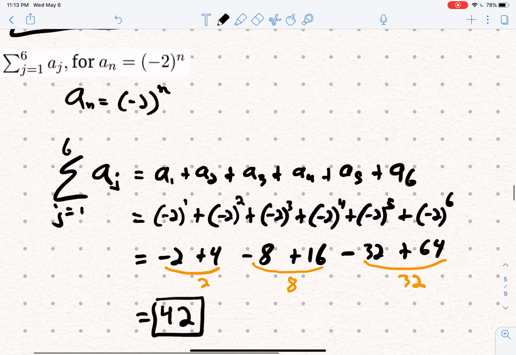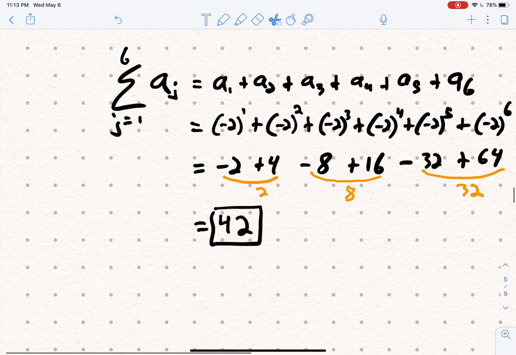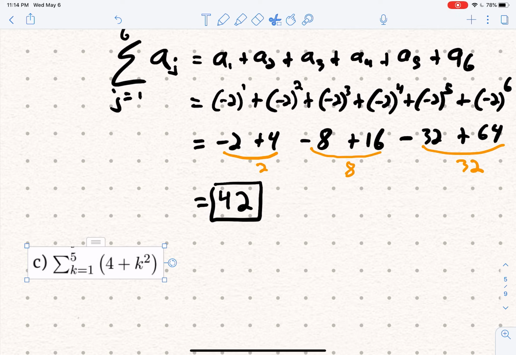All right, let's take a look at our part C. Now, in part C, they've thrown one more bit of notation at us. Instead of writing the sum from 1 to 5 of a sub something, and then giving a separate formula for a sub something, they just never mention the a. They just put the formula for ak right in here. So the way to think of this parentheses is like ak is equal to 4 plus k squared. And we're taking the sum k equal 1 to 5 of those terms.